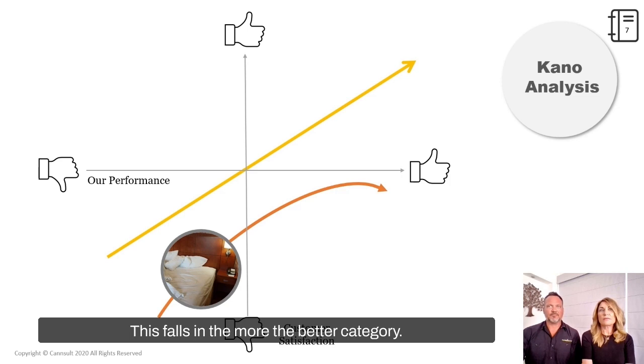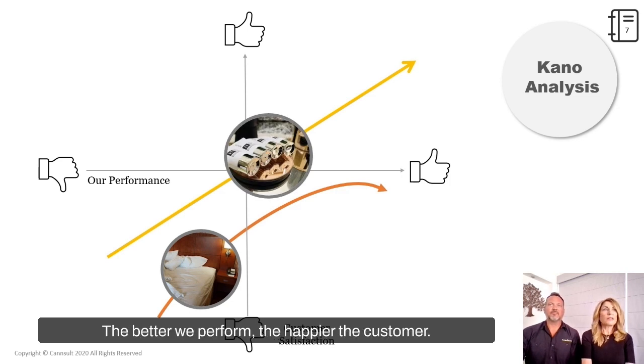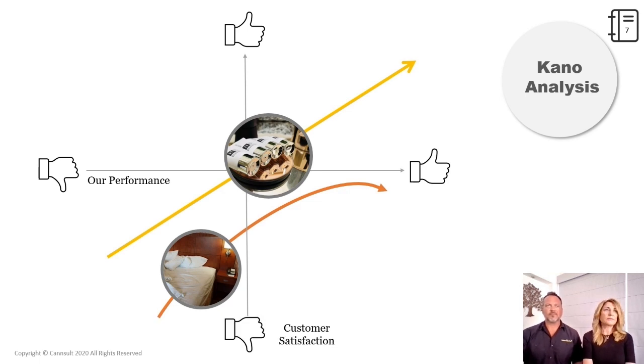The next thing that we noticed was the quality of the products in the bathroom. This falls in the more-the-better category. The better we perform, the happier the customer. So as we increase the quality of the products, or the quality of the towels, or the value of the rewards that I get for staying, those are all satisfiers or variable requirements. As we increase our performance, customer satisfaction increases as well.